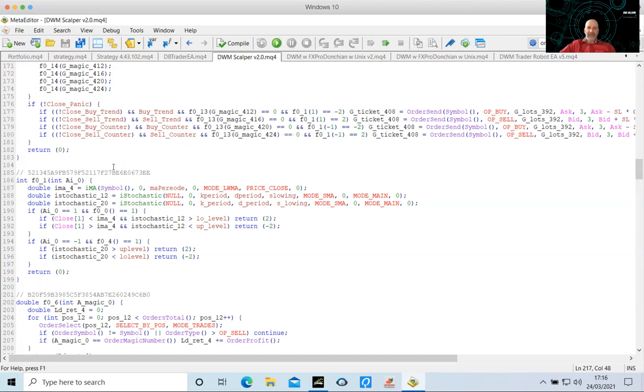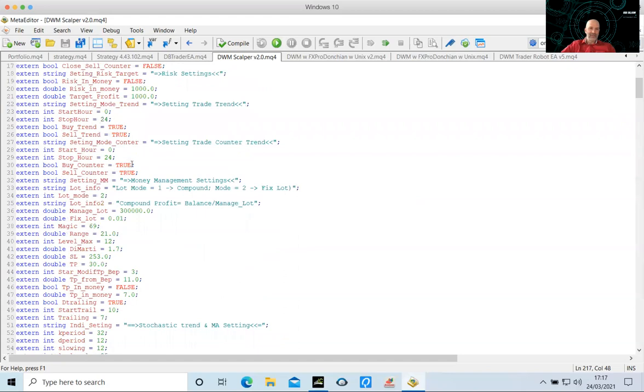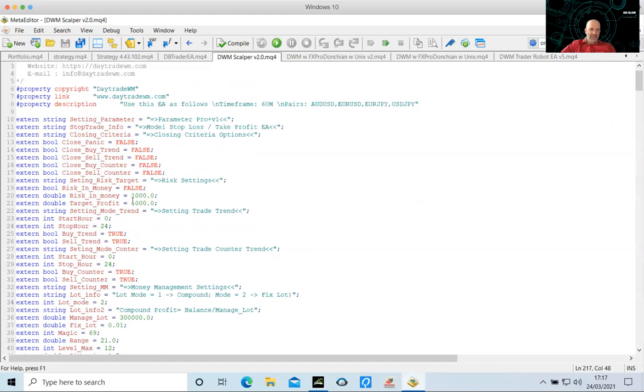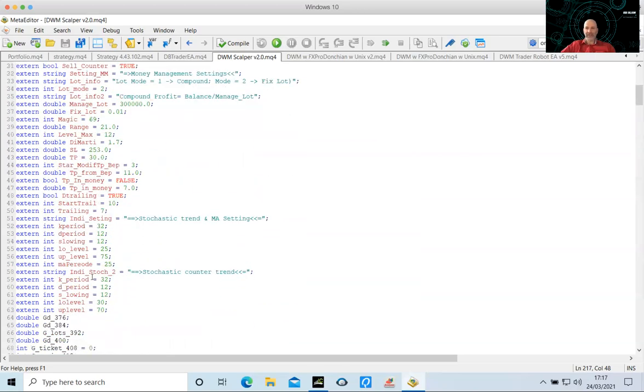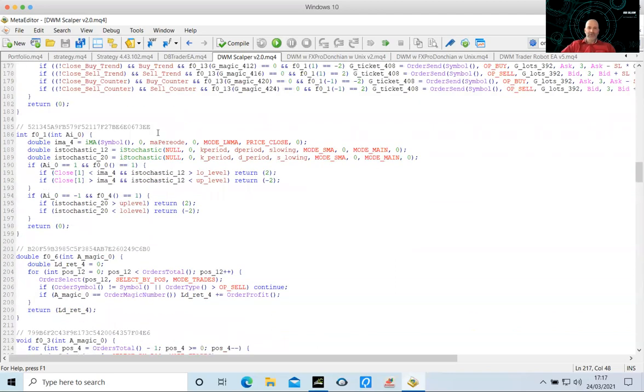You can see here in the main algorithm, and in the settings, that it has buy trend and sell trend. This is if you want to trade with the trend, and buy counter and sell counter if you want to trade against the trend. And these are done here. If you want, for example, to add more criteria, you can add more criteria in this section. This is where you can say, I want the rules only to be for trending, so I can simply disable this one.